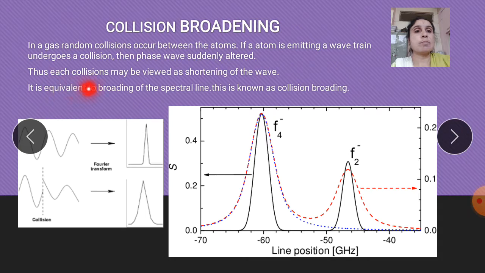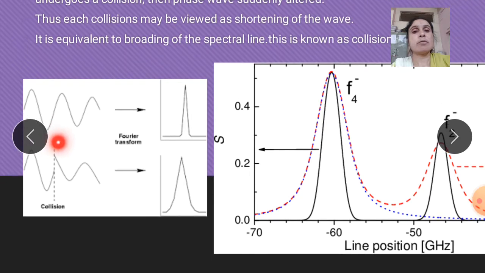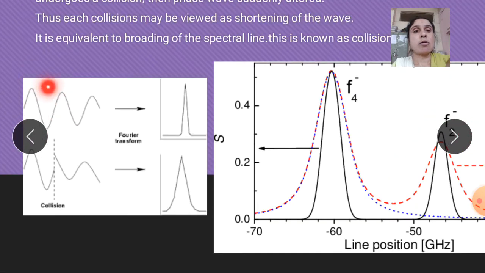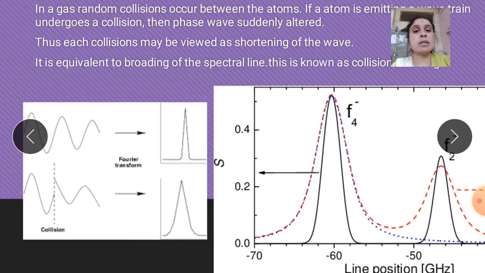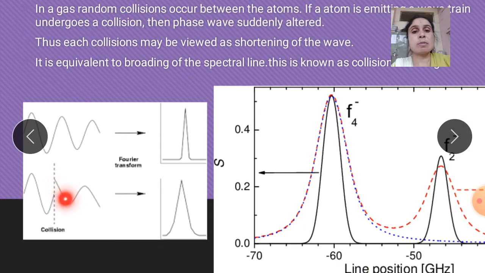Each collision may be viewed as a shortening of the wave. These waves are in the form of short wave trains. So we get the final resultant wave, in which the collision takes place between these waves, and they break down and are converted into a wave-like structure.